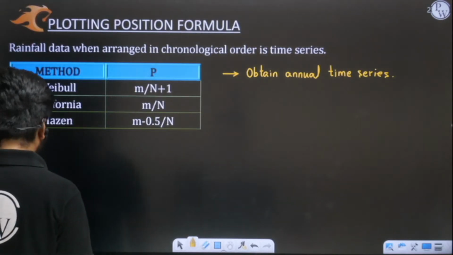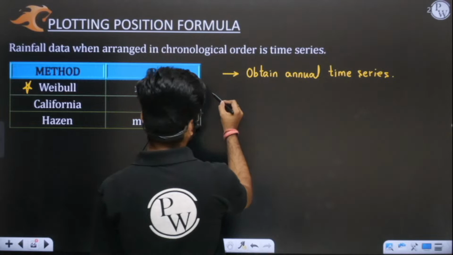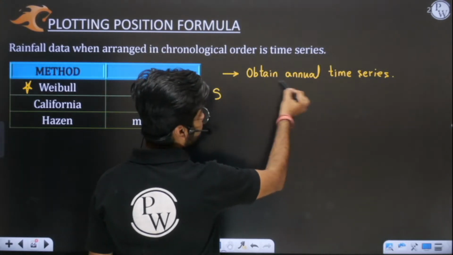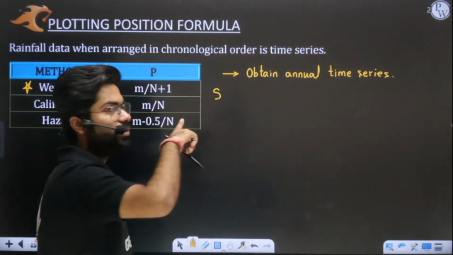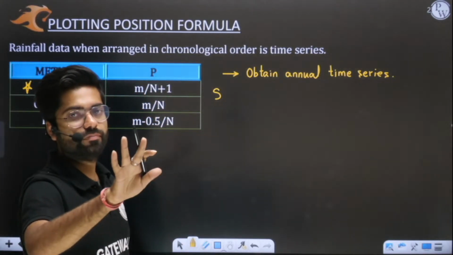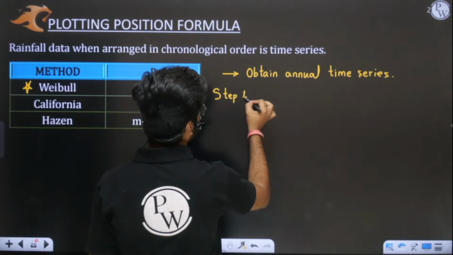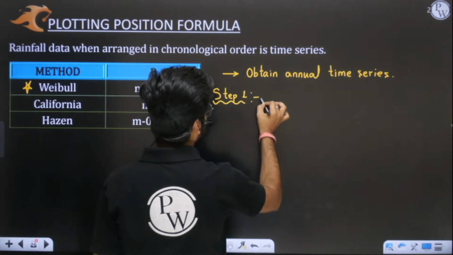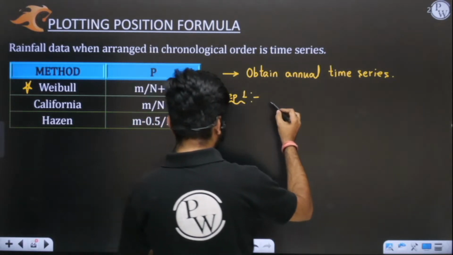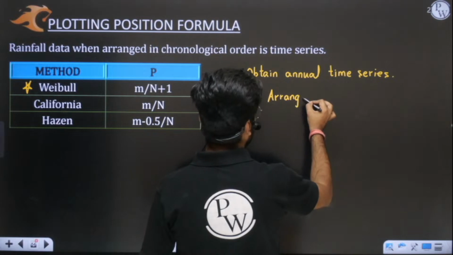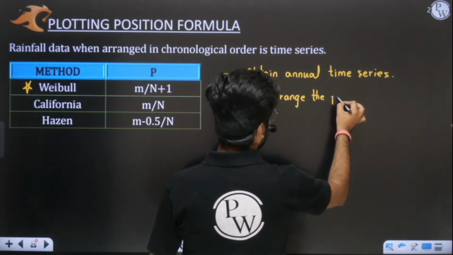Sir, what are the steps? Step number 1 is, after obtaining the data, I have given you the annual time series in the question, yes or no? I have given it. Now, step 1 is you have to arrange that data in descending order. This is the first step. First step is arrange the past record which you have.